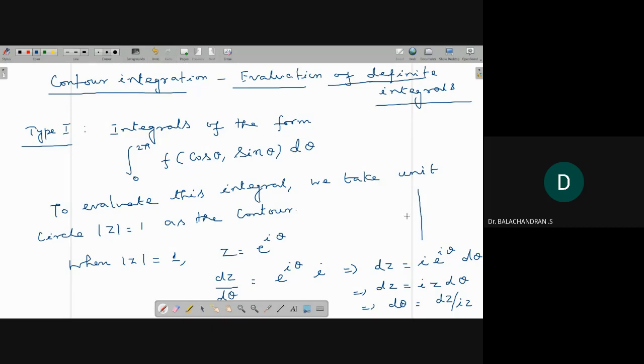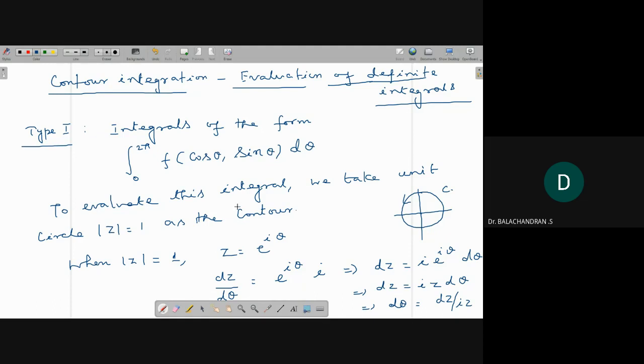So this is actually the contour here. Mod z equal to 1, a circle with the center at origin and radius 1. So instead of evaluating with theta varying from 0 to 2 pi, you can evaluate the same integral over a closed curve. That is what we call a contour. Here c is mod z equal to 1. Now we got d theta is dz by i z. I also convert cos theta and sine theta in terms of z.